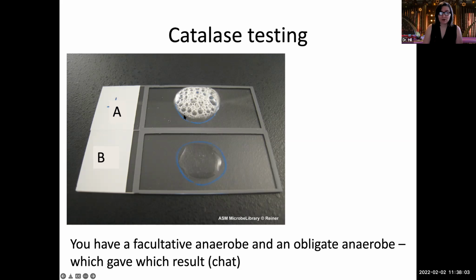And just for the record, what's being released here is oxygen, and it's not because of oxygen in the environment directly. It's because the catalase test is performed by putting cells in a puddle of hydrogen peroxide, and hydrogen peroxide, when it's broken down by catalase, produces oxygen gas as a waste.